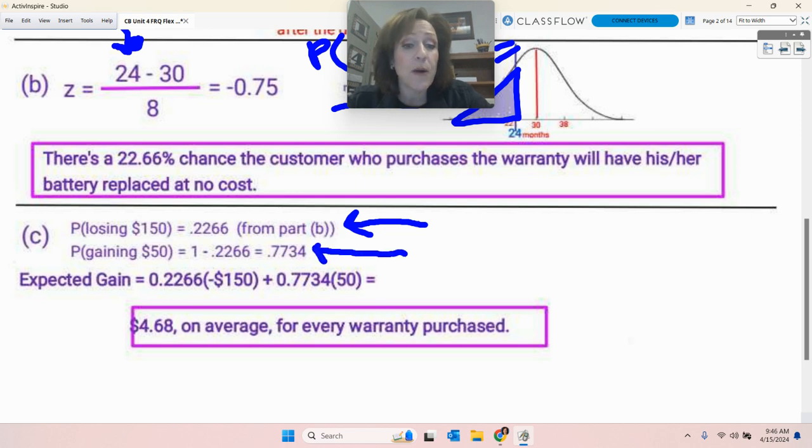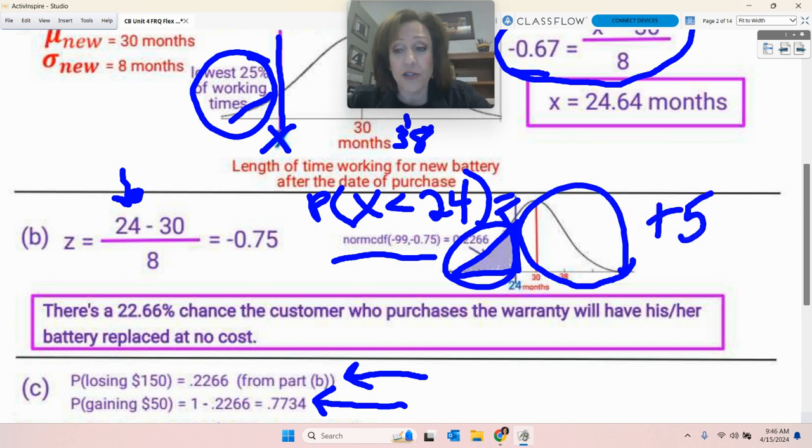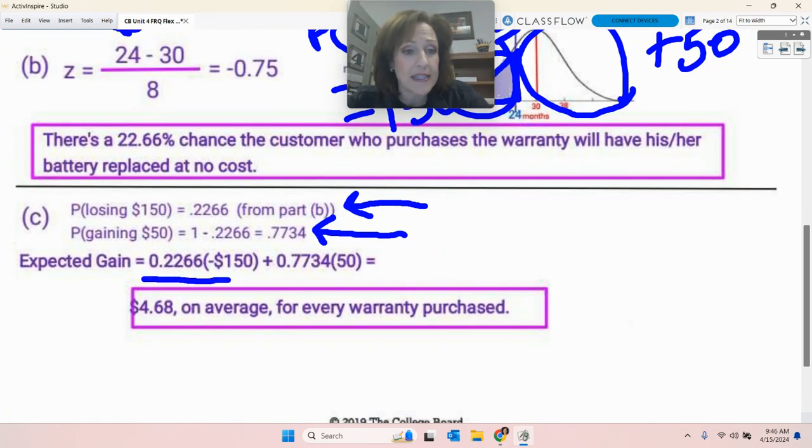And so then the other part of the time, if we're thinking about it, this percent of the time they lose $150. This percent of the time the company gains $50. Okay, and so over here they lose $150. So we could represent that by this expected value. So that percent of the time I lose 150. This percent of the time I gain 50. So on average, they will gain $4.68 for every warranty that is purchased. Okay, so they want people to purchase this thing because on average, that's what's happening.